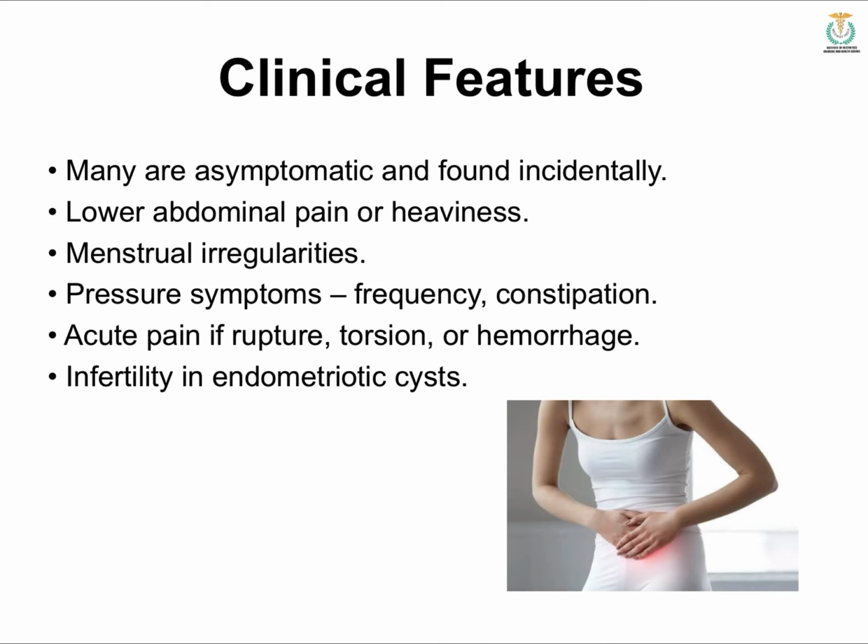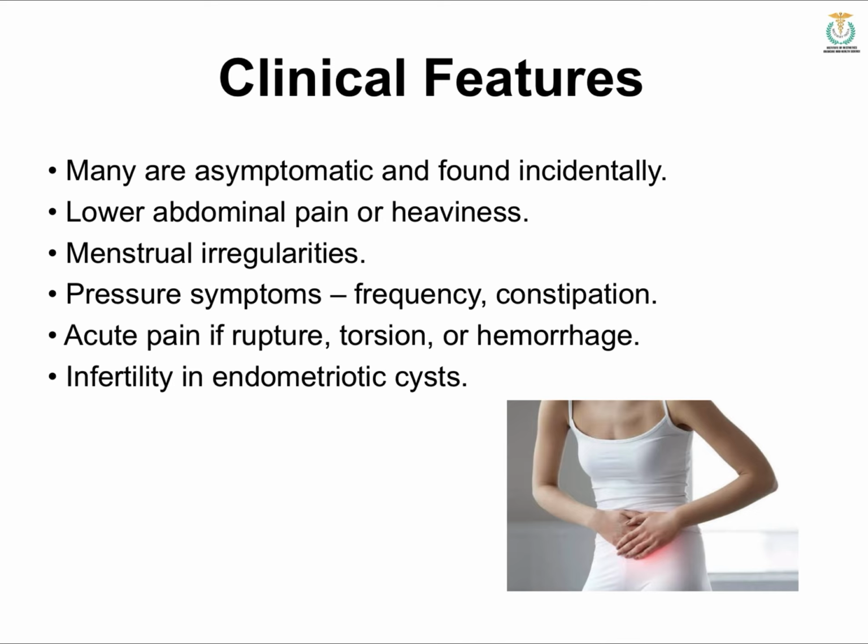Now coming to the clinical features. Most ovarian cysts are discovered incidentally. However, large cysts cause dull lower abdominal pain or heaviness, menstrual irregularities, and pressure symptoms like frequency of urine and constipation. If the cyst ruptures or undergoes torsion, there will be sudden and severe pain, which is an emergency case. You should know that. Infertility is also present in endometriotic cyst.